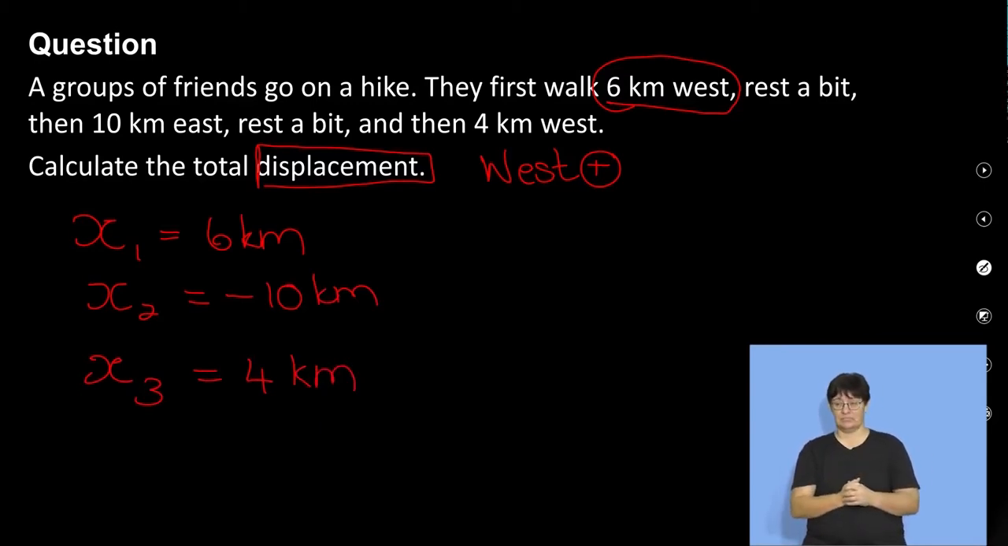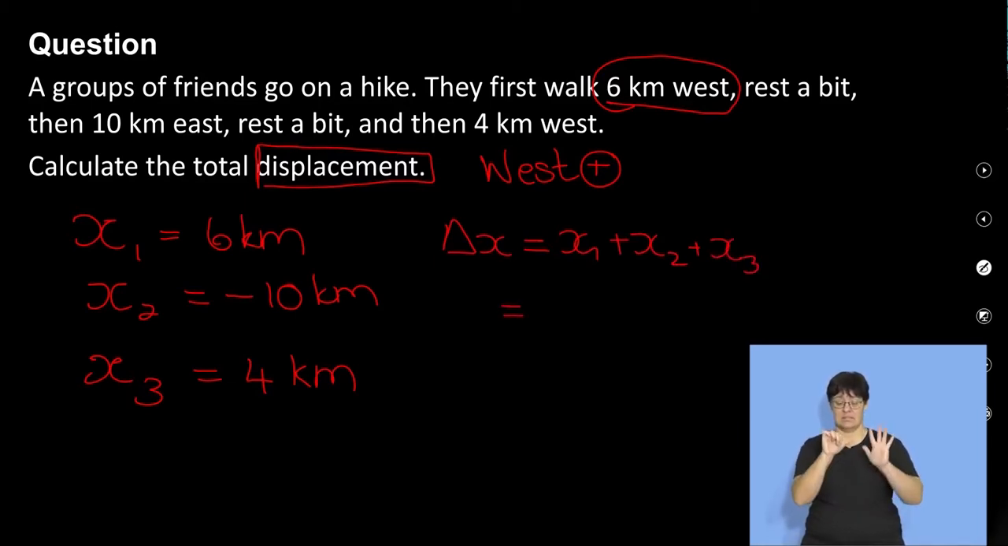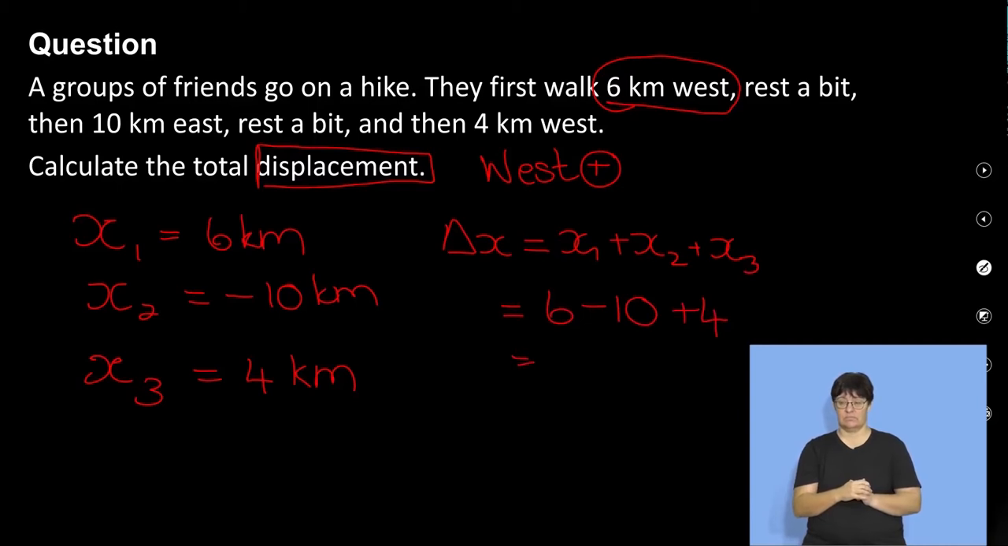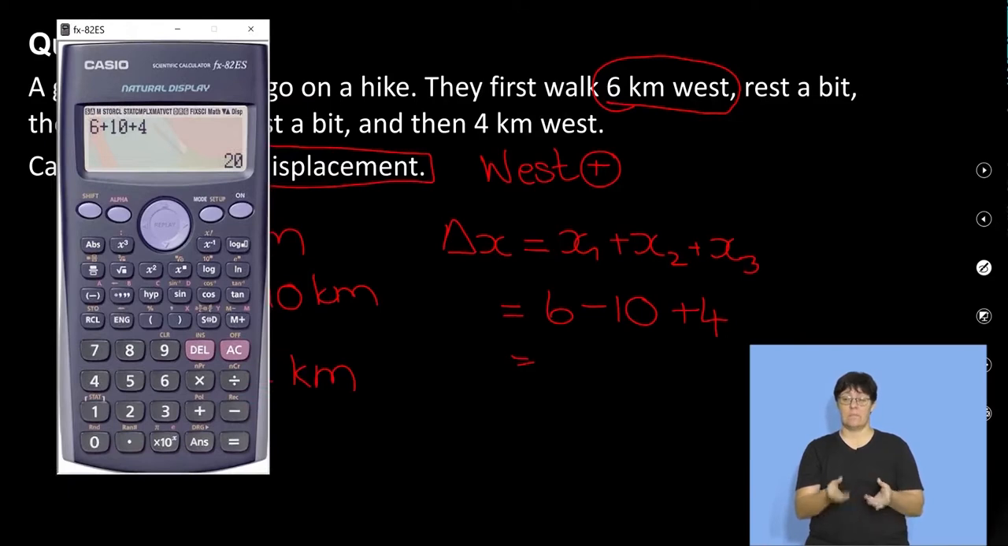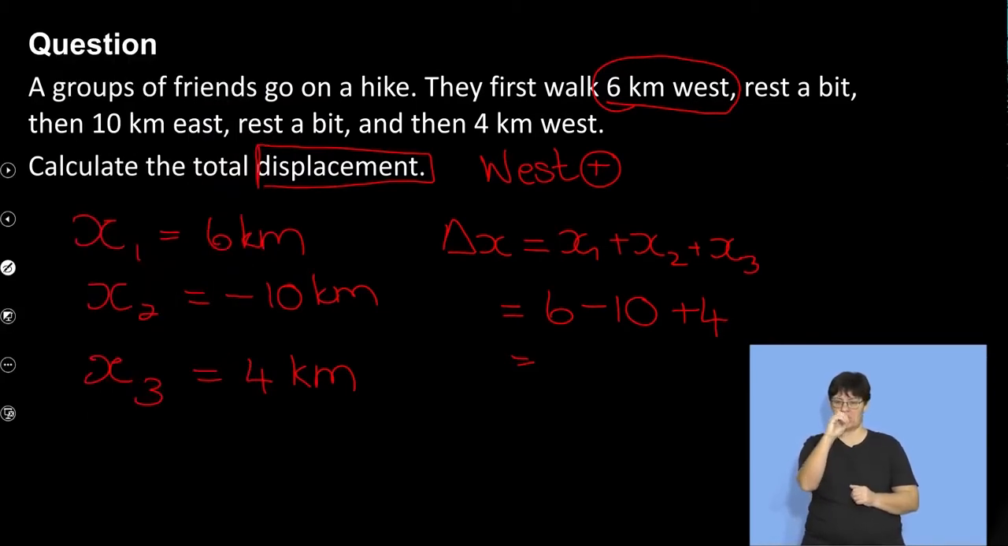All right, so my displacement is my 3 positions added together. So it's going to be 6 minus 10 plus 4. So let's see what happens now, okay? So we've got 6 minus 10 plus 4. Oh, look there. Gives me 0.